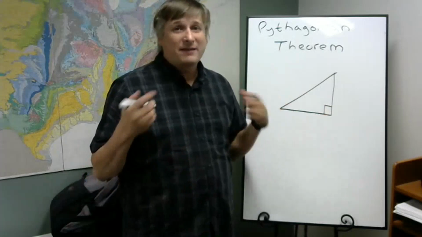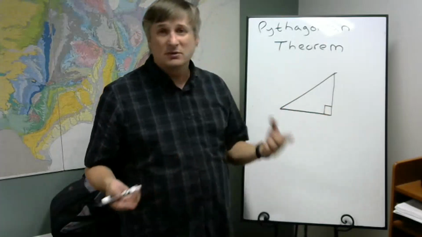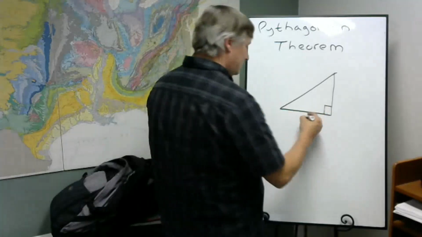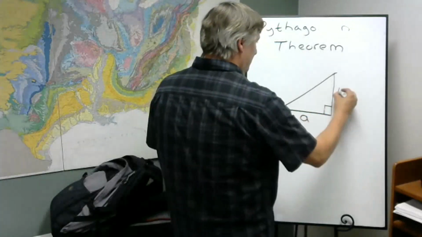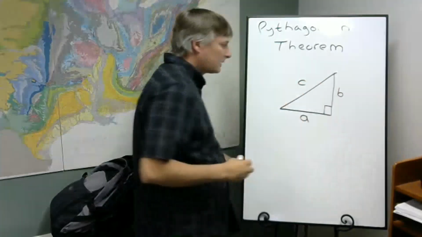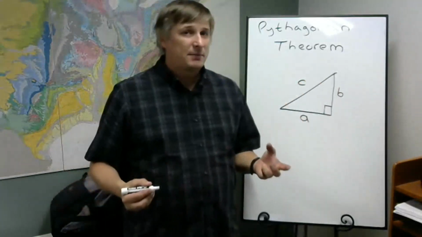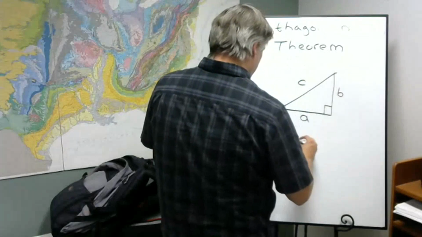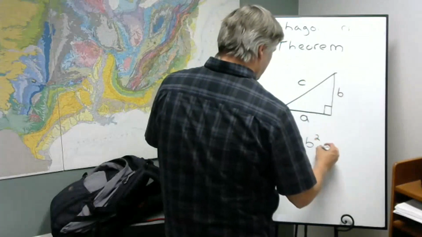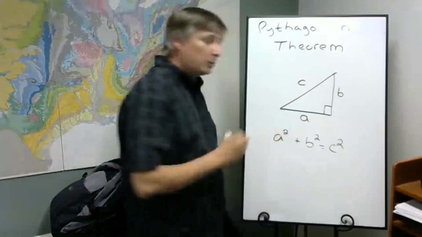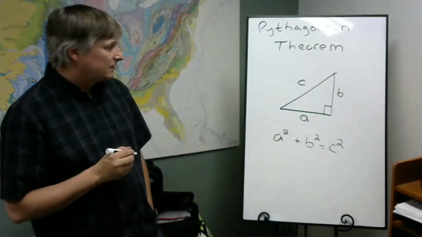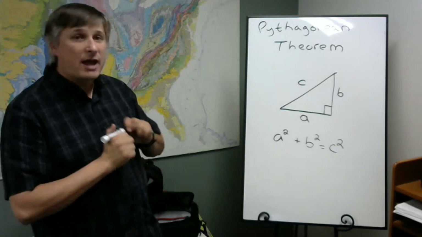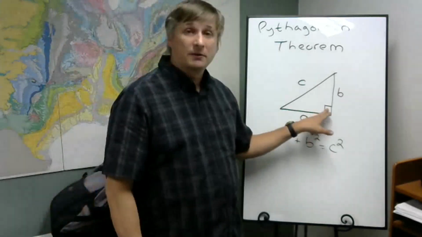For triangles that don't have any perfect corners in them, we've got to use some different formulas. But if you have one of these perfect 90-degree corners, and this is a length of A, a length of B, and this is a length of C, then these sides have a special relationship. A squared plus B squared will equal C squared. So this is always going to be true. Again, you have to have a triangle with that perfect corner in it.